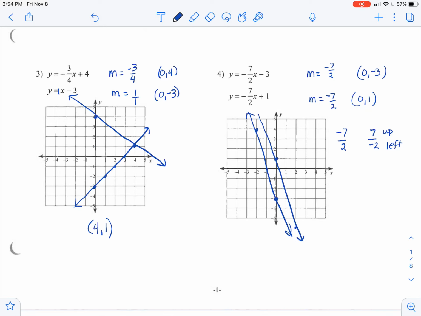Now my lines are not the greatest, but hopefully what you see, and if you used your ruler, is that those lines have the same slope. Therefore, again, they are parallel, which means it is a no solution. So that is page 1.